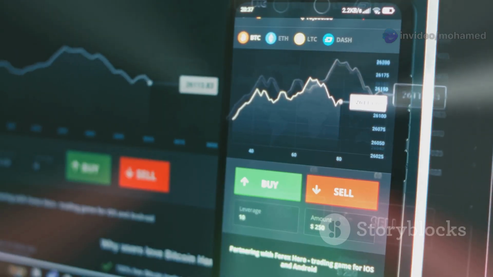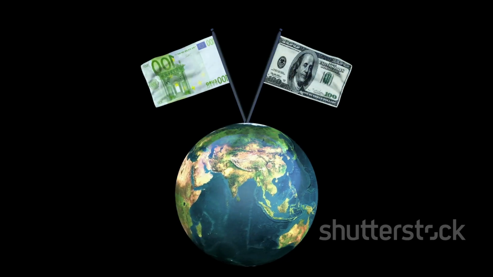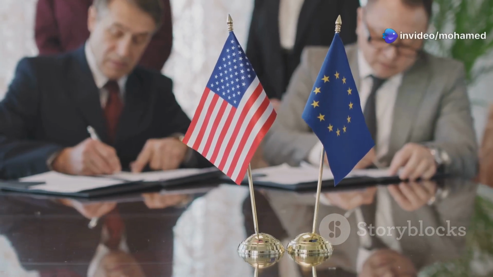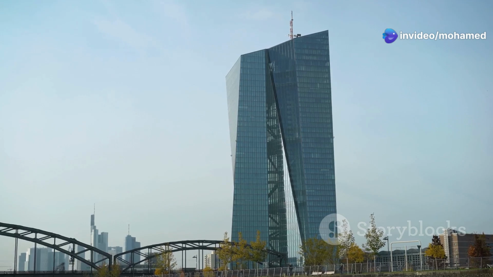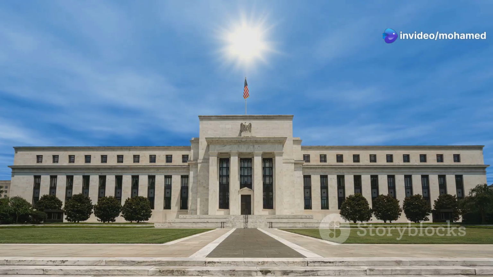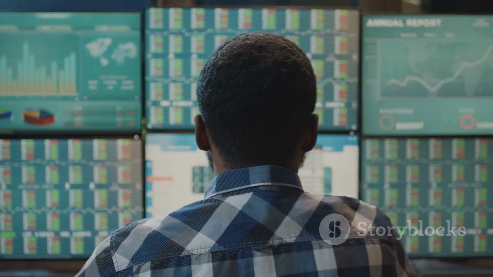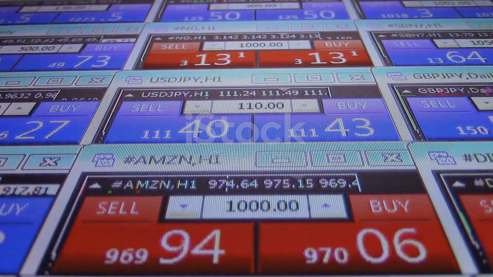Let's take EUR-USD as an example. It's the most traded pair globally. Its price can be moved by news, from both Europe and the USA. Think interest rate decisions, from the European Central Bank, ECB, or the US Federal Reserve, the Fed. Job reports, inflation data too. It's a constant tug of war between two giant economies.